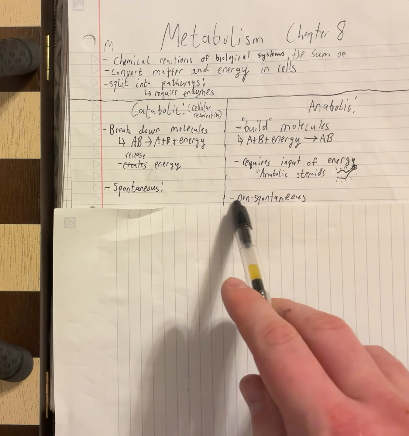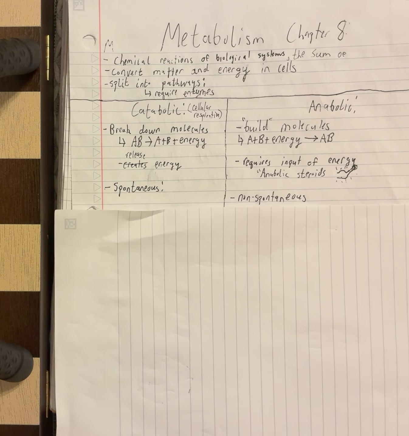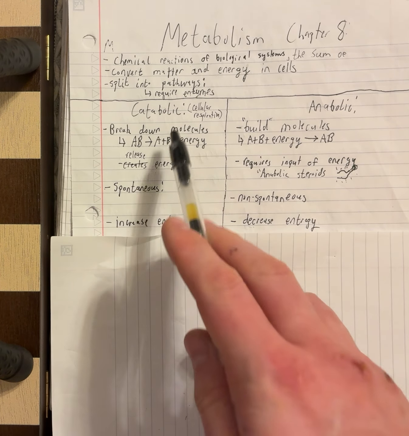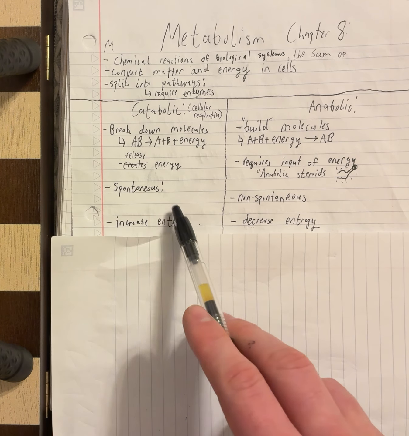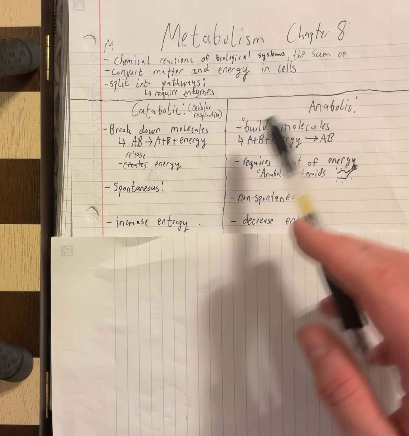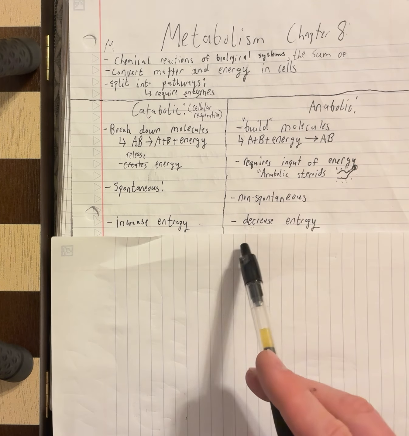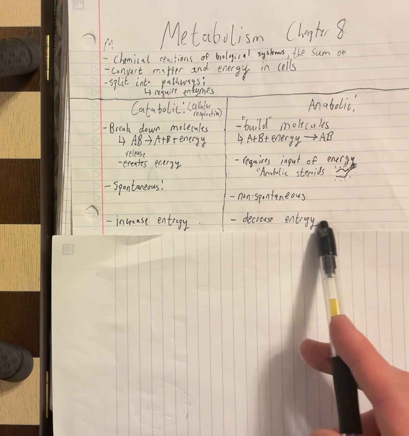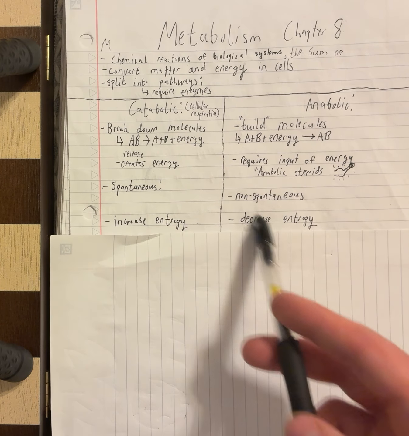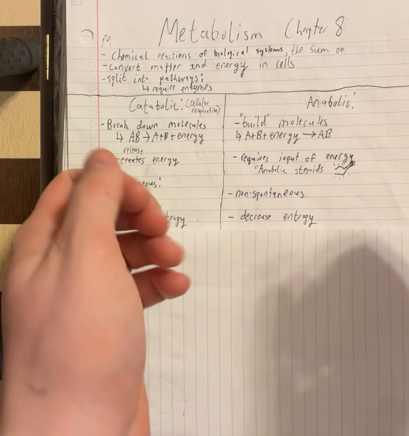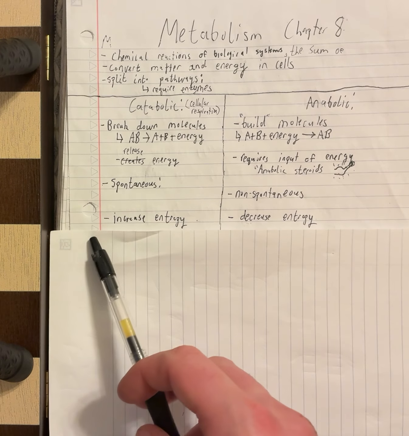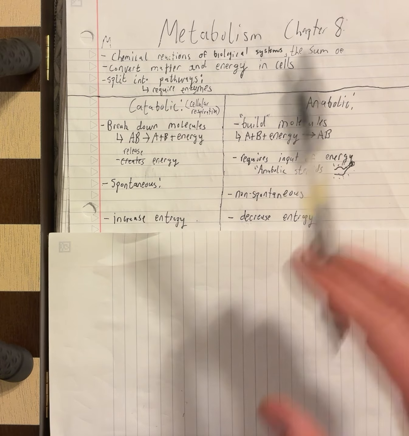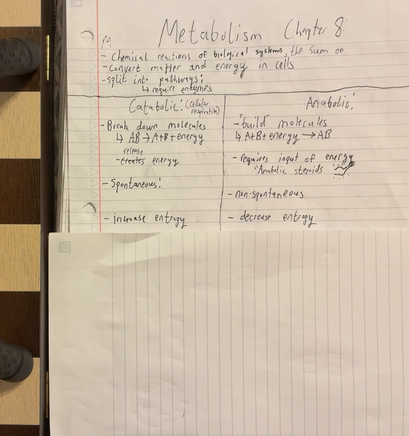Anabolic pathways are non-spontaneous. We also know that catabolic pathways are going to increase the entropy or disorder of the universe or the system. And we know anabolic pathways are going to decrease entropy or disorder of the system. So this is going to make it more orderly, kind of like we're building things, we're ordering it. Catabolic is going to create disorder. It's going to make things a mess. We're going to have ATP all over the place. It's going to be a problem. It's not. You need that energy.